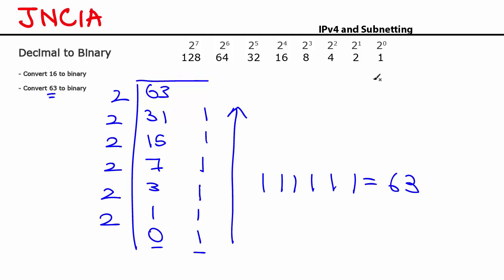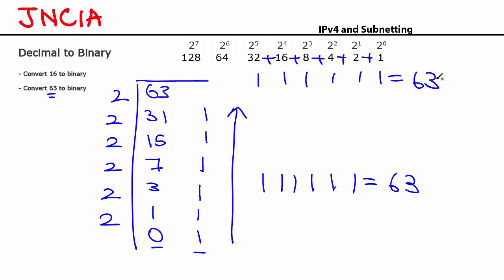Let's align these digits against the powers of 2. That's 1 1 1 1 1 1. And then you add the powers of 2 corresponding to the ones. So that would be 32 plus 16 plus 8 plus 4 plus 2 plus 1, which definitely is 63. Isn't that really simple and fun? Converting decimal to binary. I hope you enjoyed this.